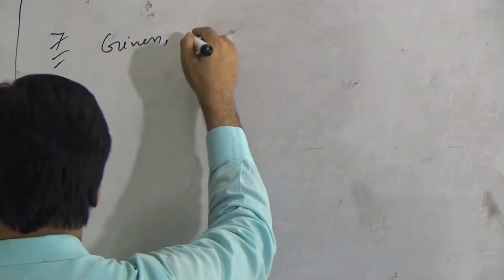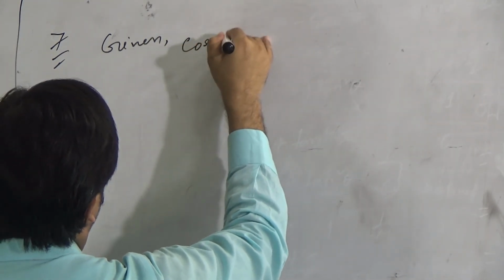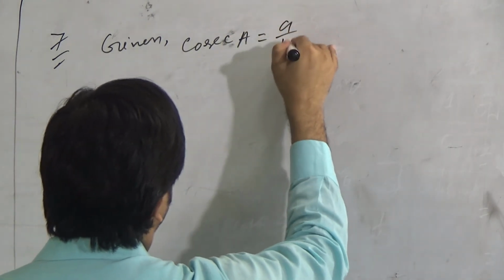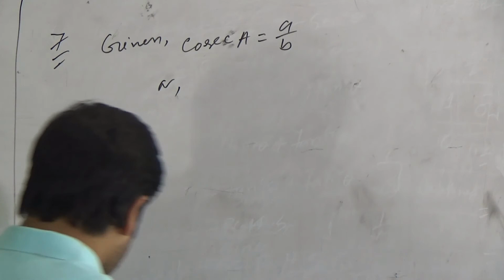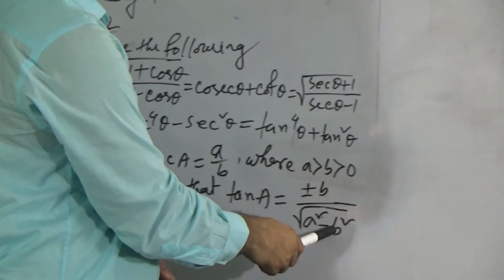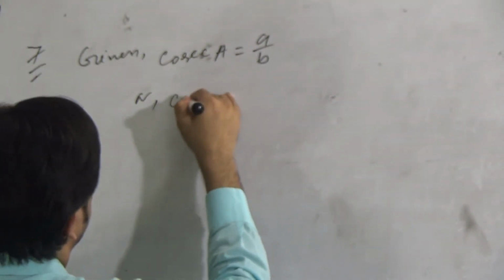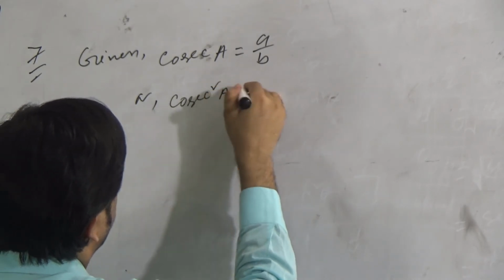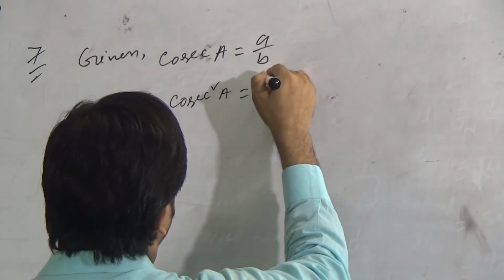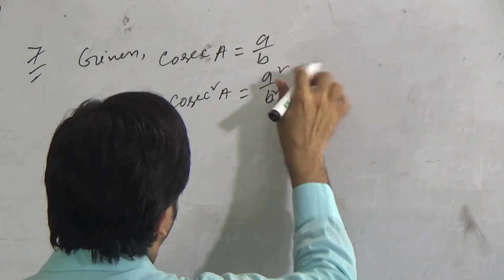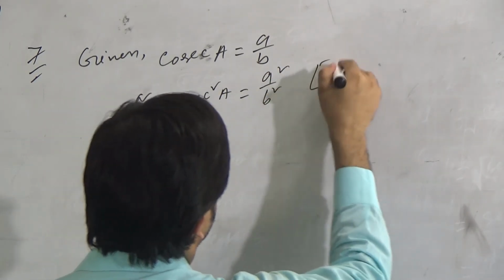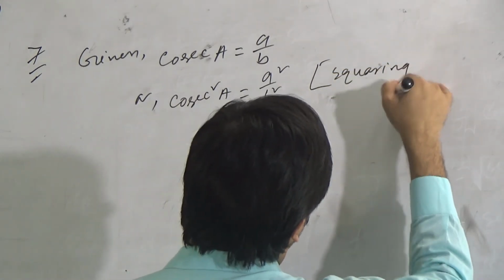Given, so we can write here cosec A is equal to A by B. Now see what we need to prove. We need to prove tan A equal to B by square root of A square minus B square, where there is square of A and square of B. So we can take the square on both sides. So we will get cosec square A is equal to A square by B square, squaring both sides.